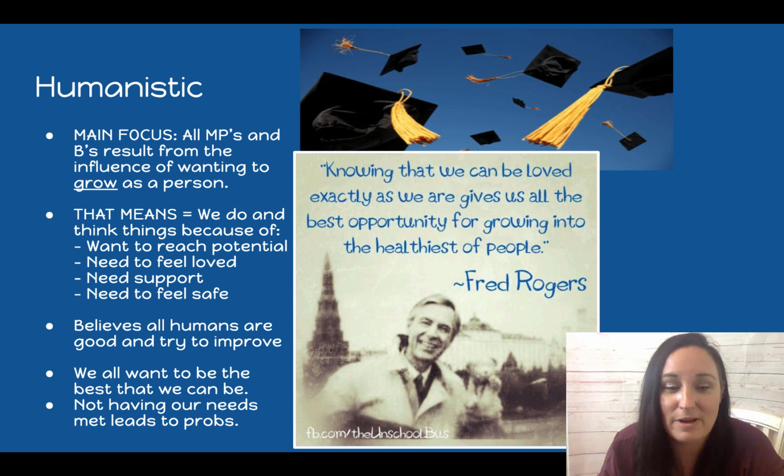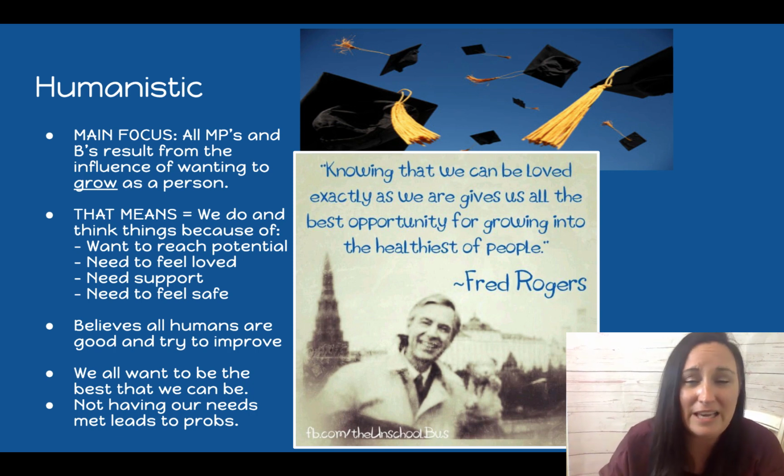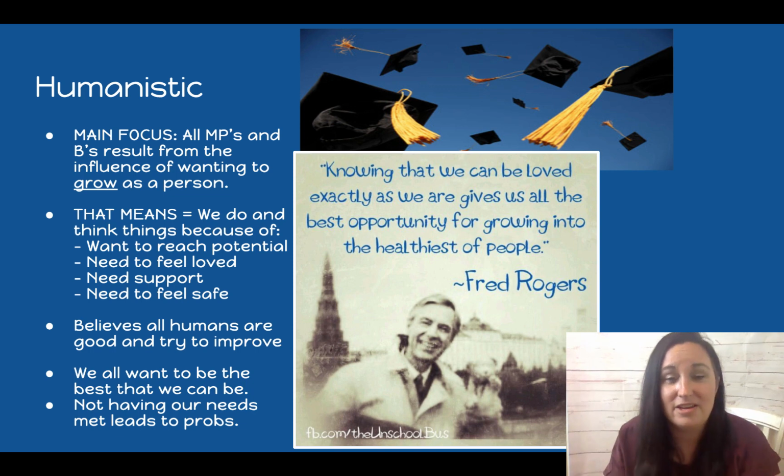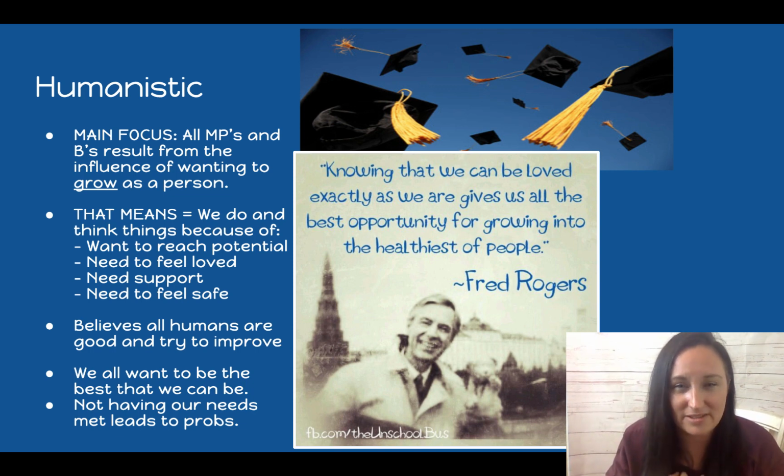So the humanistic perspective believes that all humans are good and they're trying to improve. And they only can't improve when their ingredients, their needs, are not met. So that could be the need to feel love, the need to feel safe, the need to feel accepted. When we don't get those things, it affects our ability to grow. But otherwise, we are always striving to grow and improve. That's a humanistic perspective. And doesn't Fred Rogers just fit perfectly here? So that's why I put his quote here.